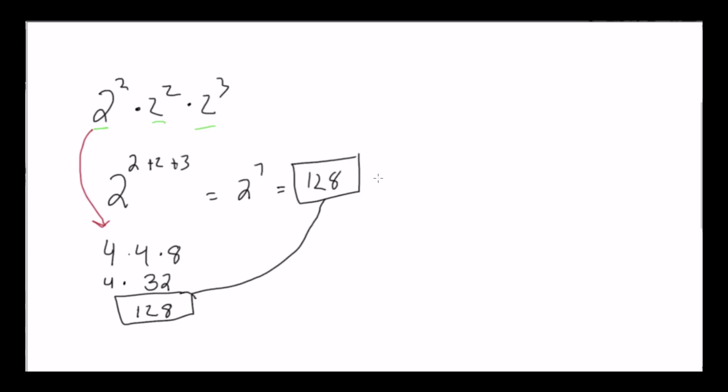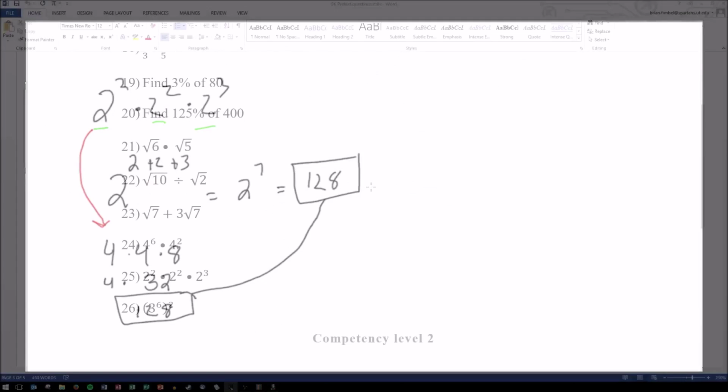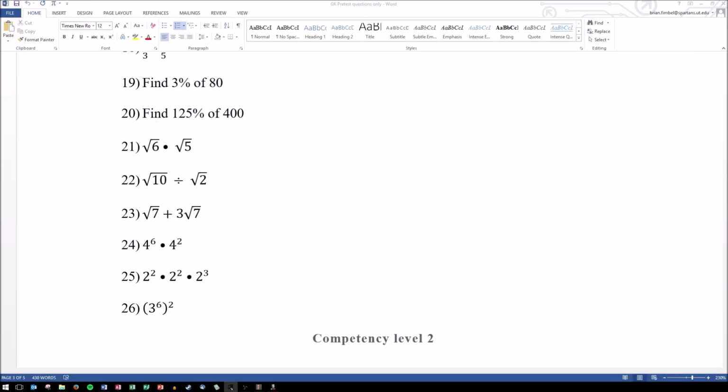But here's kind of a little proof for you so you can see why it works, why we add them together. Alright, I hope that helps, because that was huge for me when I first saw it and actually had someone show it to me. So let's move on to number 26, I believe. Yep, looks like 26. And that is 3 to the 6th inside a parenthesis that is all being squared. So let's switch over to it.